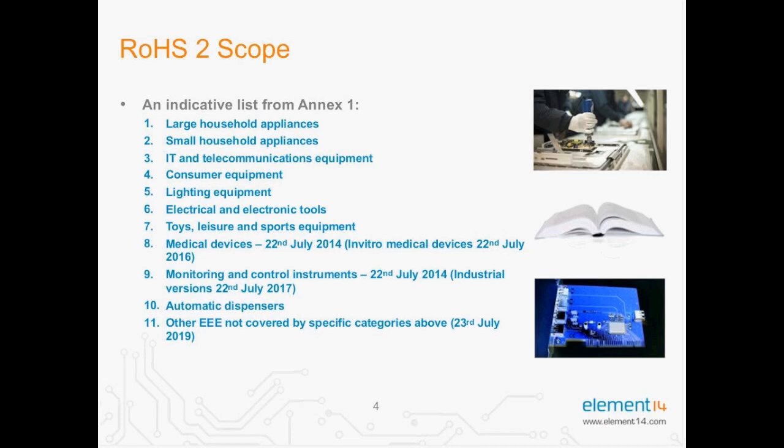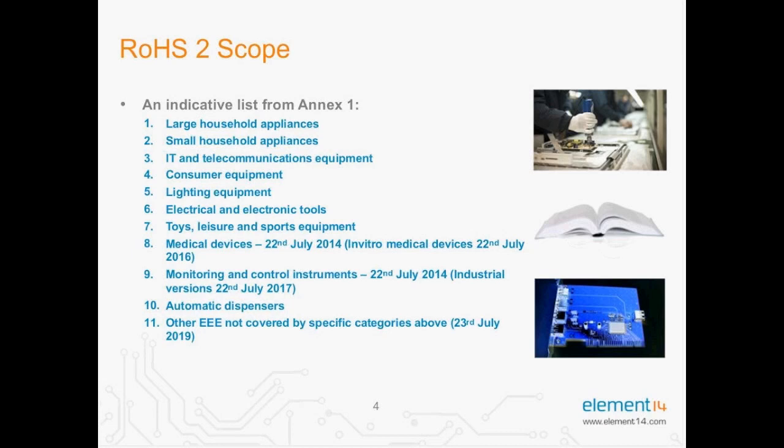Moving on to Category 10, we've got automatic dispensers. These have typically been described as things like vending machines, hot drinks machines, other types of vending products.